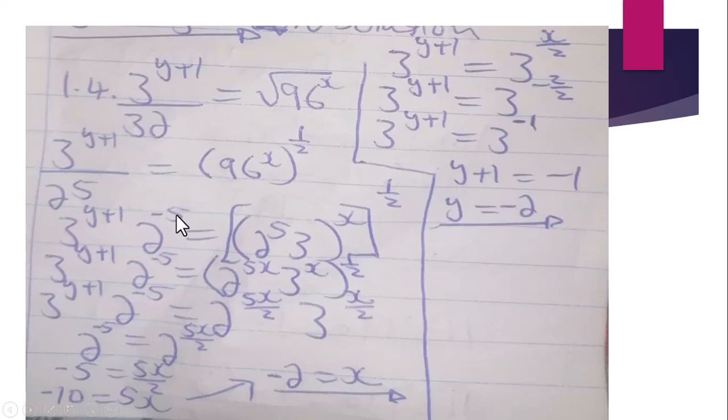Why did I do that? I did that because I wanted to create the basis of 2 on both left and right, and the basis of 3 on both left and right, so that I can equate. This is something that we did when I was doing first semester in electrical engineering.